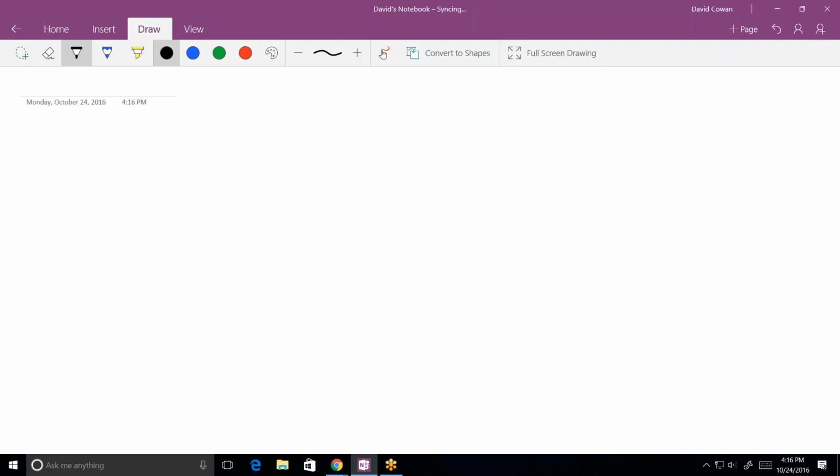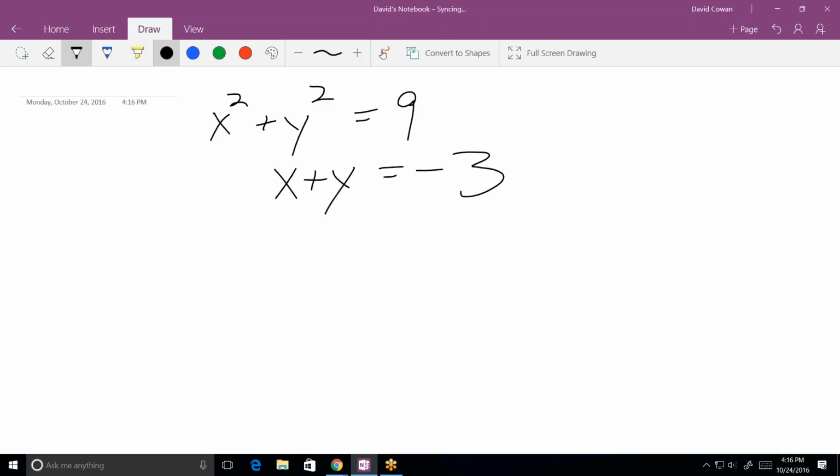What else you got? Okay. Well, it's the same thing, just different numbers. This one was actually really hard for me to figure out. But x squared plus y squared equals 9. And then x plus y equals -3.